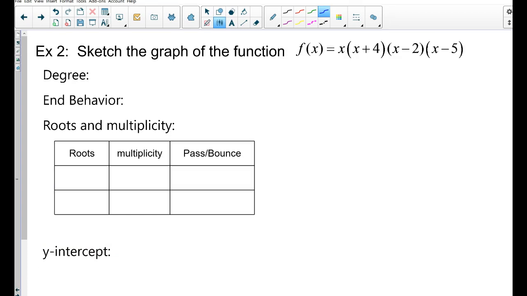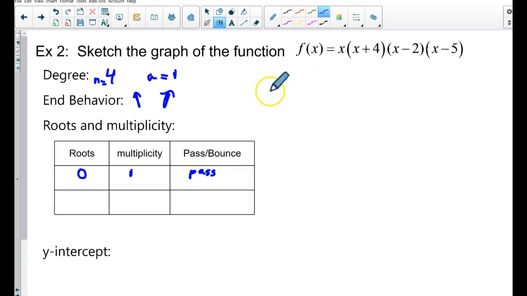Example 2. Again, we want to determine the degree first, so that's going to be x times x times x times x, or x to the 4th. Therefore, the degree is 4, and our leading coefficient is 1, which is positive. So therefore, our end behavior is it's going to rise to the left and rise to the right. Our roots are going to be x equals 0 with a multiplicity of 1. Therefore, it's going to pass through.